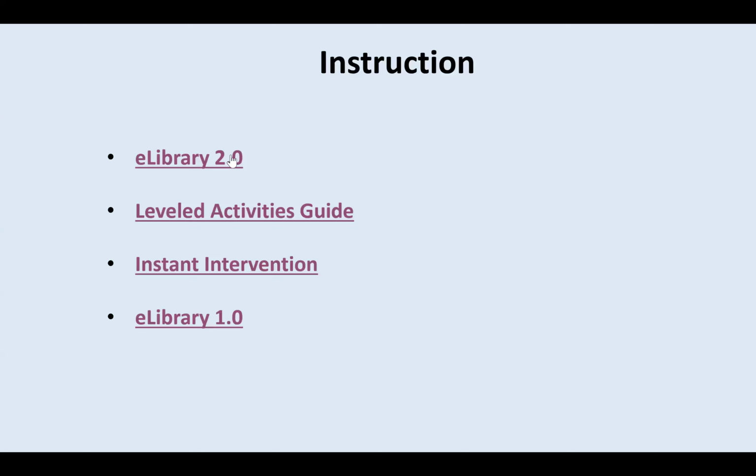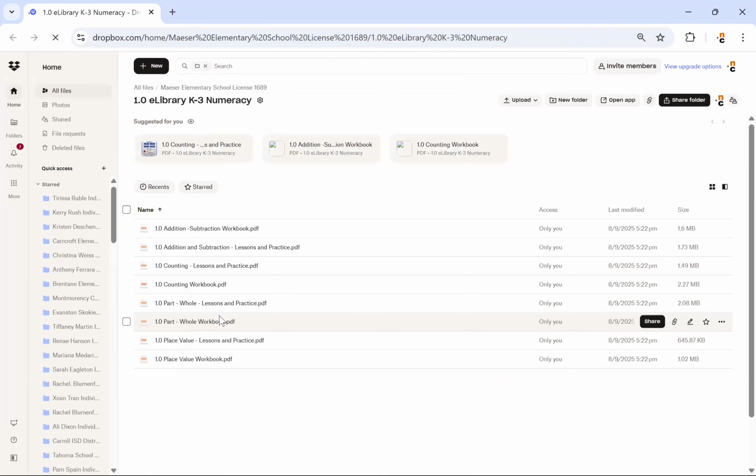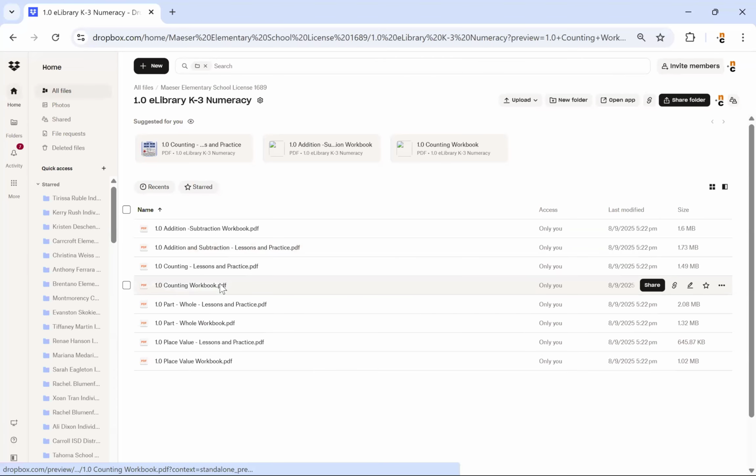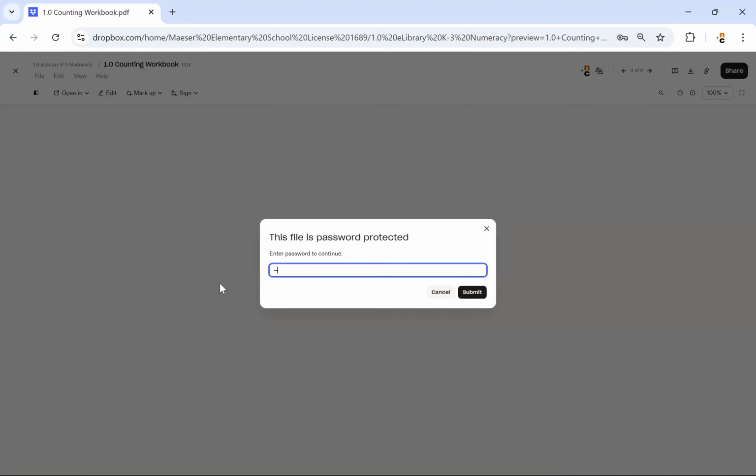Again, you have your eLibrary 2.0, which will be your introduction. Then the next place where you probably should go is your leveled activities guide or instant intervention. Those are more your hands-on thing. And then the 1.0, you may not use the 1.0 lessons a lot. You may say between the 2.0 and the instant intervention, I have plenty. But what you will use is the 1.0 workbook.